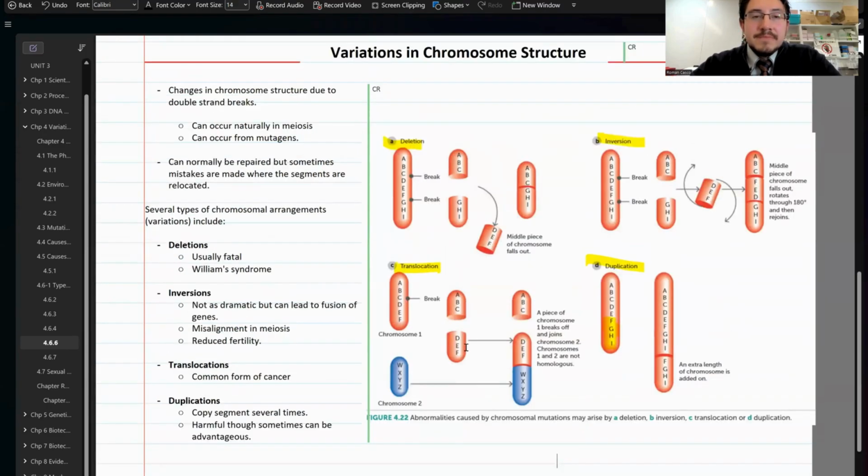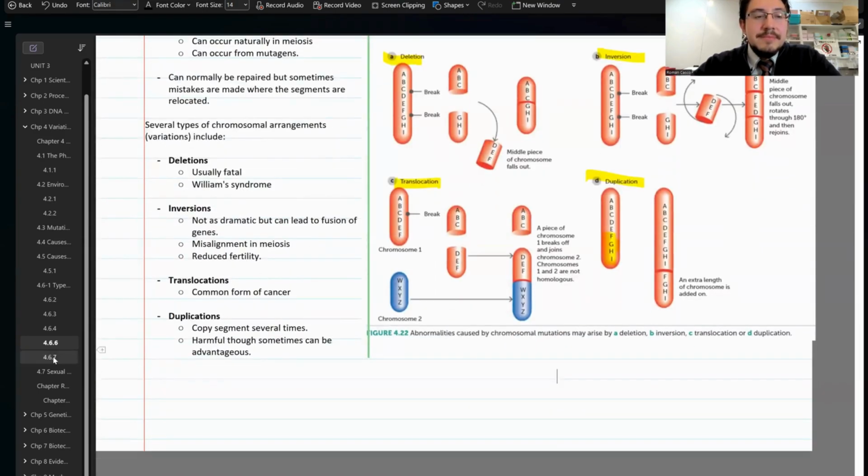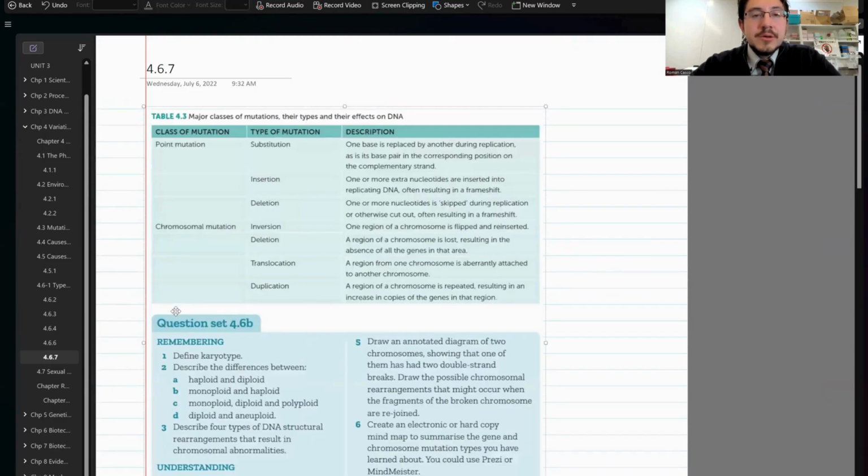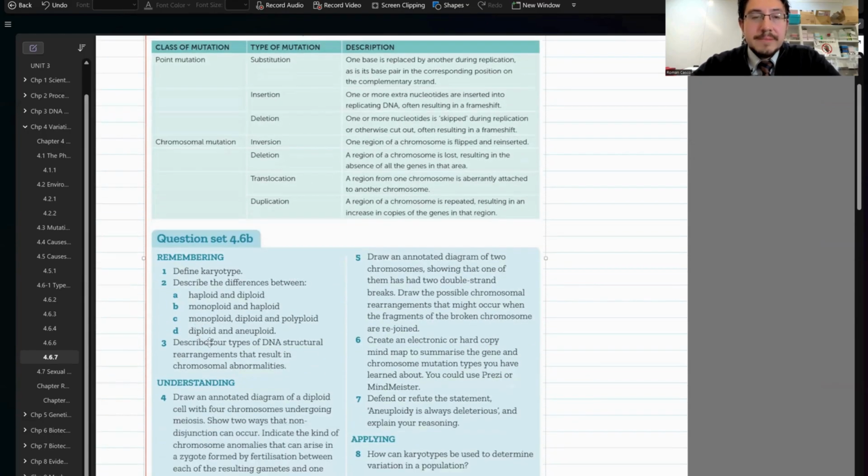In the Waves program, you don't get into so much detail other than this, so don't worry too much critically about how it actually works. So that essentially wraps up 4.6 on the different types of mutations: point mutations, chromosomal mutations, and ploidy.